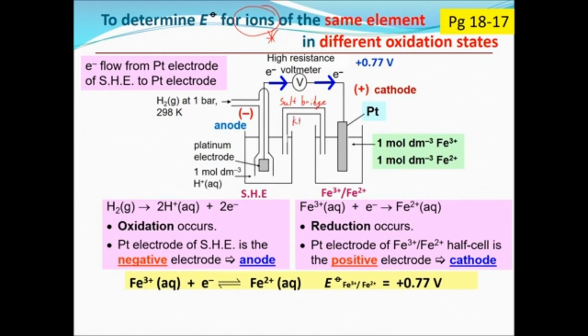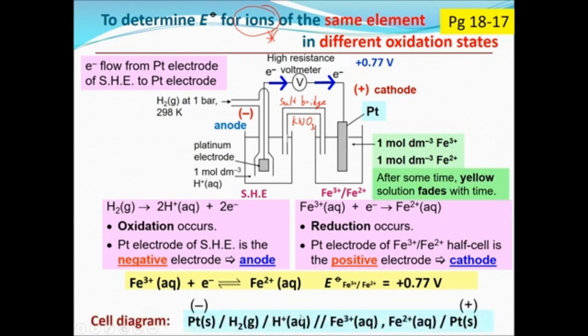Again, potassium nitrate is the best option to label this salt bridge, and the cell diagram will be written as such. Also not to forget the observation: after some time the yellow solution would fade. Again, no bubbles on the hydrogen side because the H plus is produced. So maybe pH will decrease at the SHE if you use a pH meter.